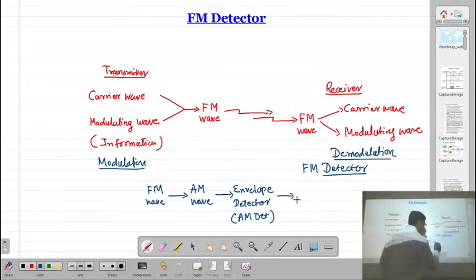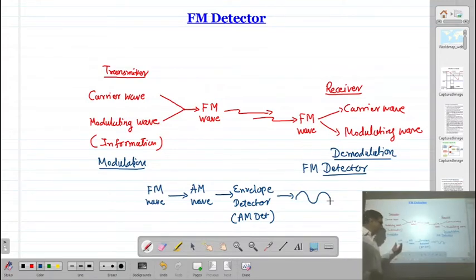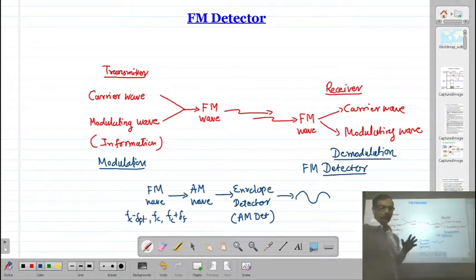And then you have your information signal, the modulating wave. So if we see the FM detector, it has to convert frequency into voltage. Remember, because the FM wave will have different frequencies. The carrier frequency will be there. Then the maximum frequency, that is Fc plus delta F, and the minimum is Fc minus delta F. Correct? So corresponding to each of these frequencies, it has to generate a voltage.